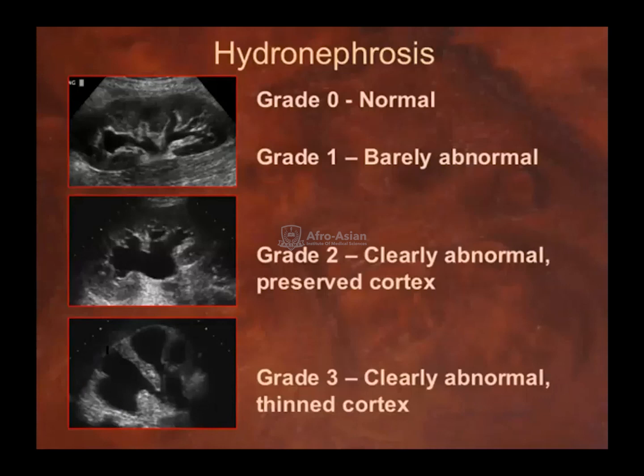You can see the cortex is not visible. Here the cortex is there, it is preserved. So once you cannot see the cortex, it is grade 3, which is also called severe hydronephrosis. So it will be mild, moderate, and severe. We call it extreme or grade 4 hydronephrosis when you don't find even these structures. It will be just fluid and an anechoic cystic appearance. Just the capsule of the kidney will be visible.